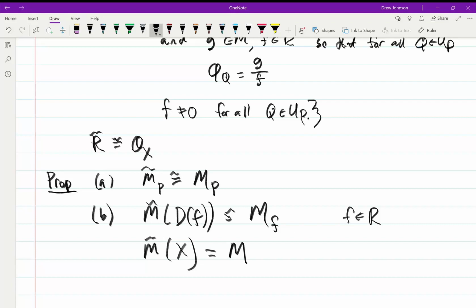I'm going to skip the proof for this, but it's exactly the same as the proof that we did for the structure sheaf of schemes, which I think we also skipped, but it's very similar to the proof we did for affine varieties. So there we go.